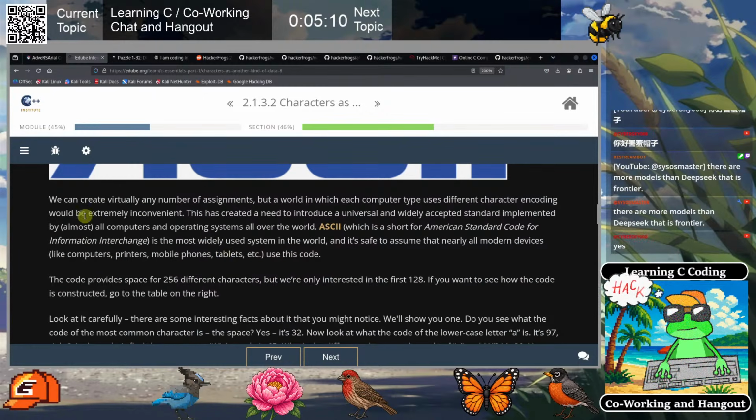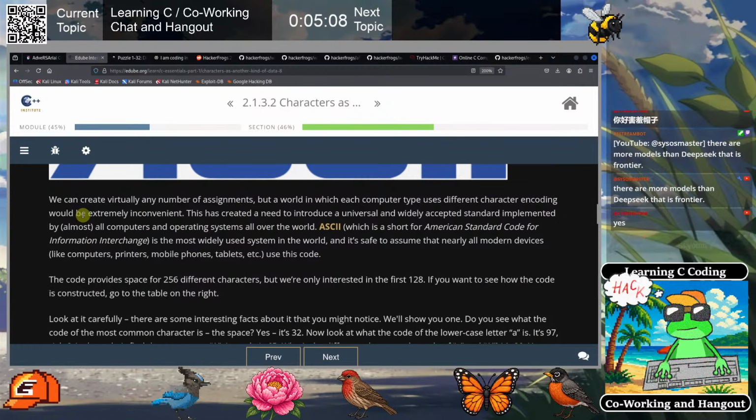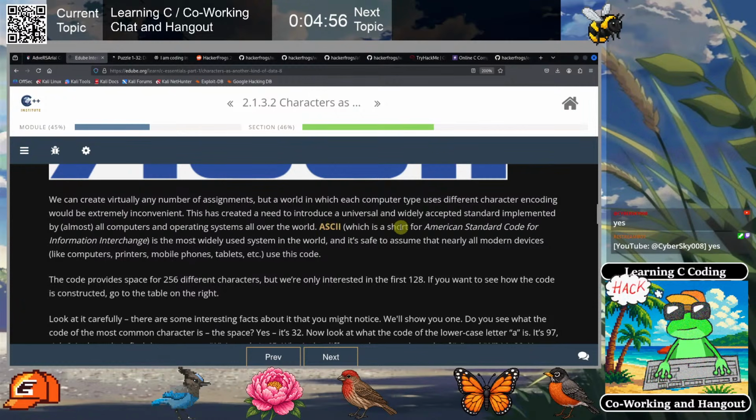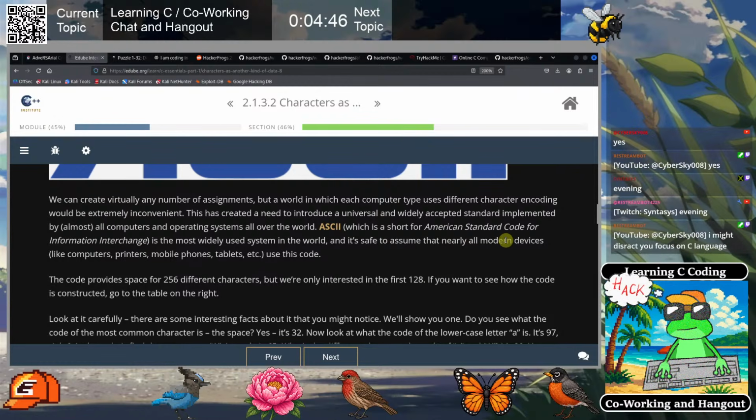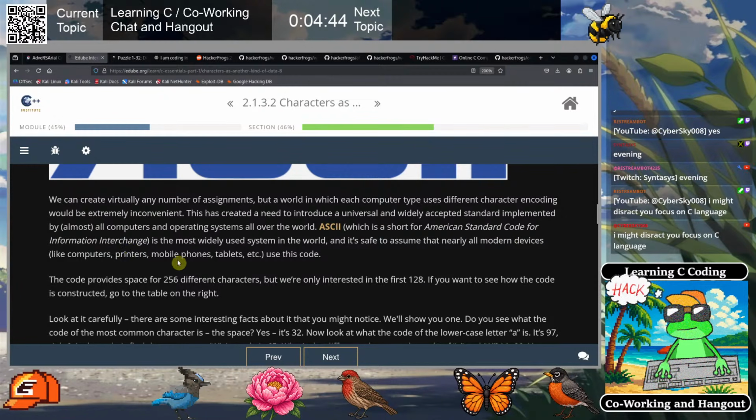We can create virtually any number of assignments, but in a world in which each computer type uses a different character encoding, it would be extremely inconvenient. This has created a need to introduce a universal and widely accepted standard implemented by almost all computers and operating systems all around the world, which is ASCII, the American Standard Code for Information Interchange. This is the most widely used system in the world, and it's safe to assume that nearly all modern devices use this code.